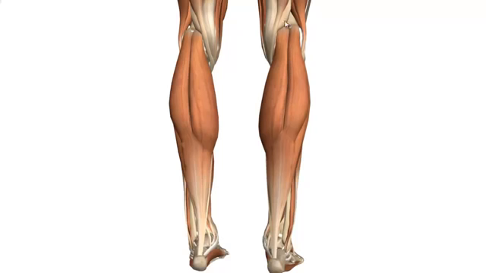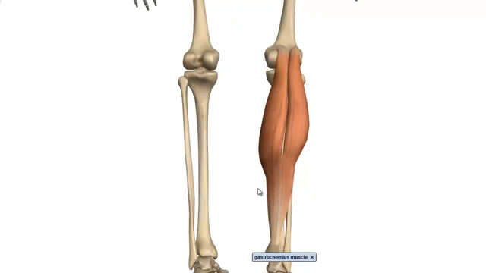And this muscle inserts onto the femur on the medial and lateral condyles. So the medial head inserts onto the medial condyle and the lateral head inserts onto the lateral condyle. So I'll just show you that in a bit more detail.